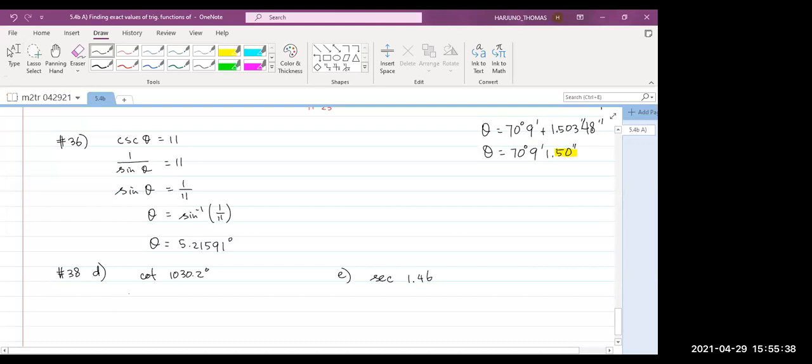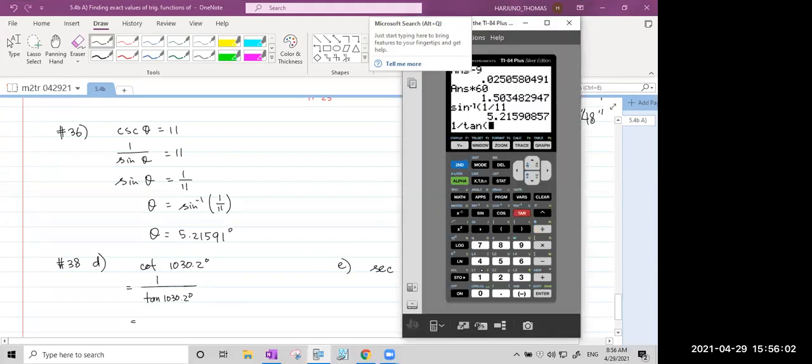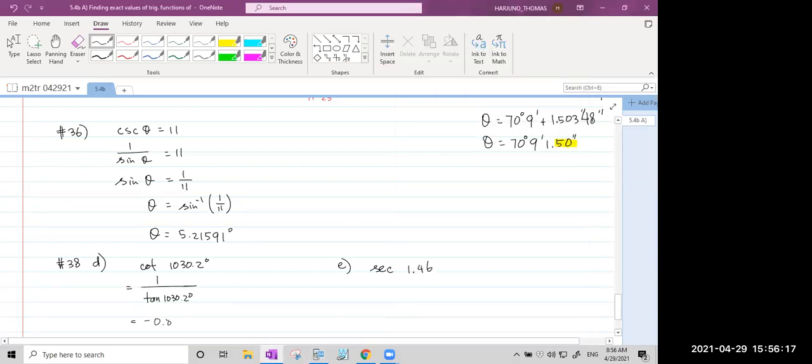Okay, cotangent is the reciprocal of tangent. So this is 1 over tangent 1030.2 degrees. I think my calculator's mode is already in degree mode. Okay, good. So 1 over tangent 1030.2 is negative 0.84507.